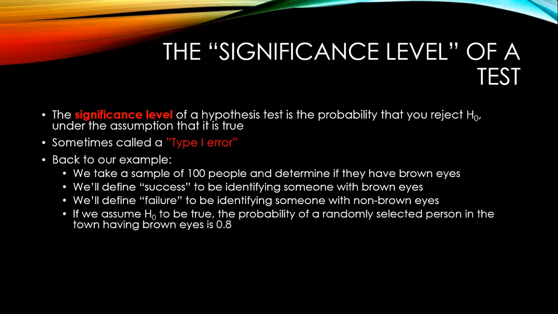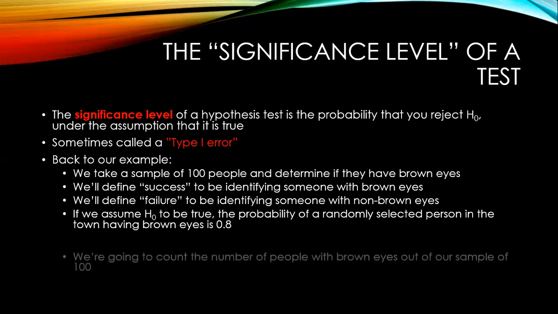So if we assume that H0 is true, this belief that 80% of people in the town have brown eyes, then that means the probability of randomly selecting a person in the town with brown eyes is 0.8. Just assuming that we have 80% of people in the town with brown eyes, then the probability of selecting someone with brown eyes is 80%, so 0.8.